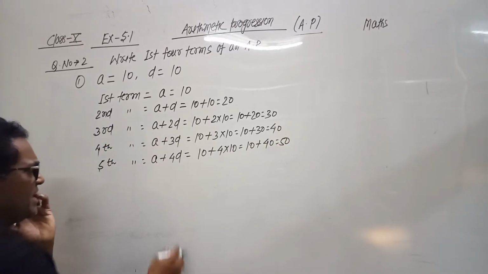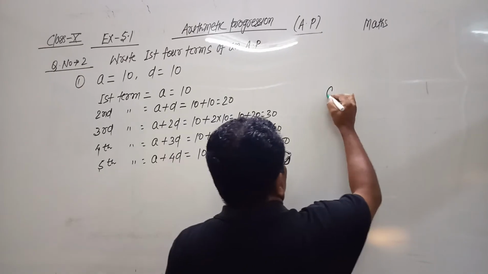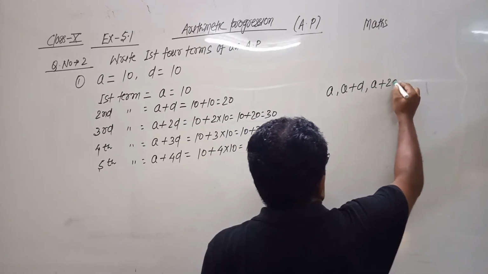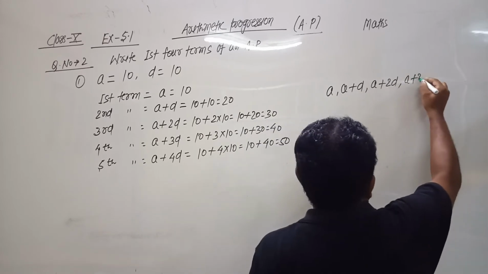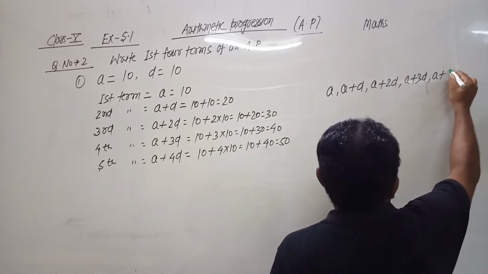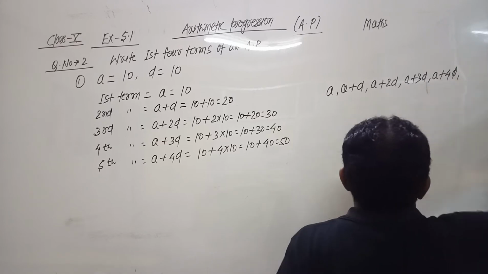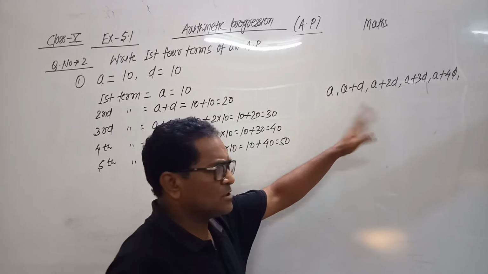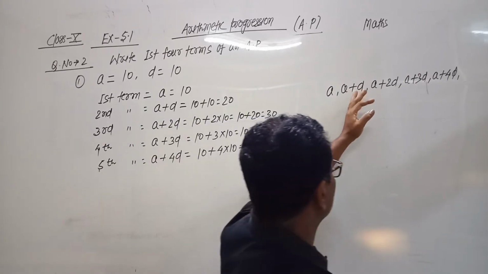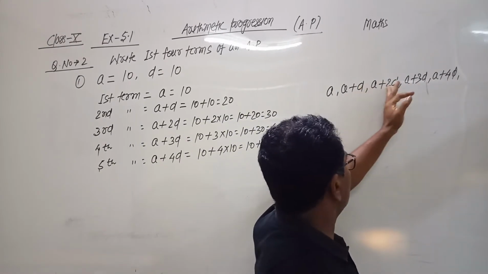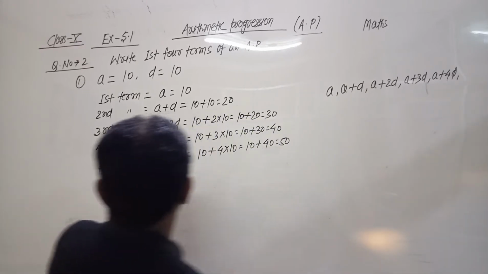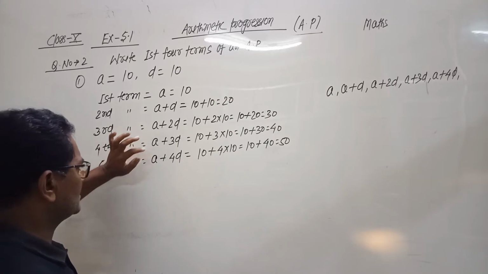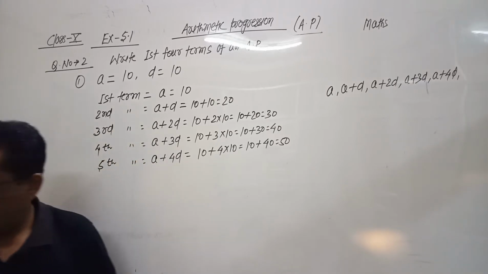The terms in an AP are given by A plus D, A plus 2D, A plus 3D, A plus 4D, A plus 5D and so on. So we are given A and also D. We have to find the first four terms, 1, 2, 3 and 4. So these are the first four terms: A plus D, A plus 2D, A plus 3D, A plus 4D.